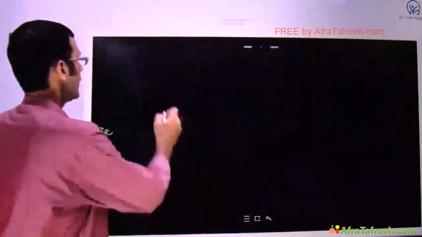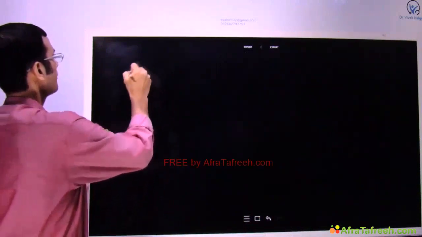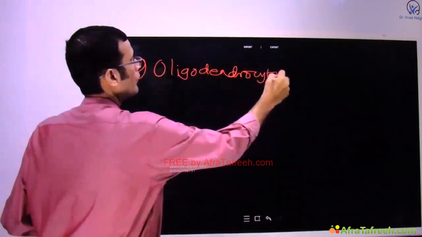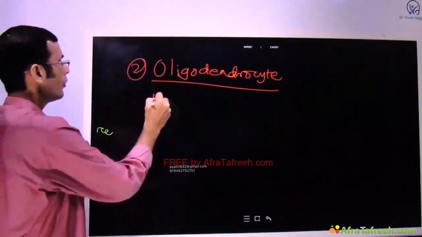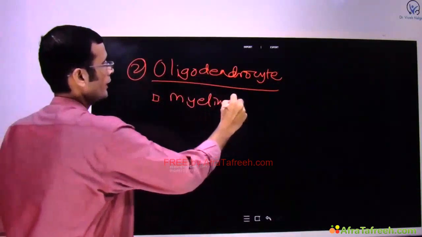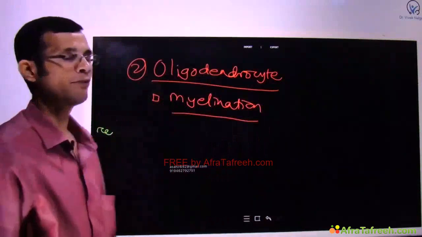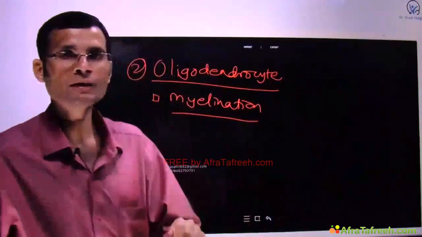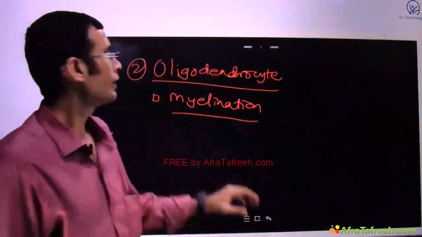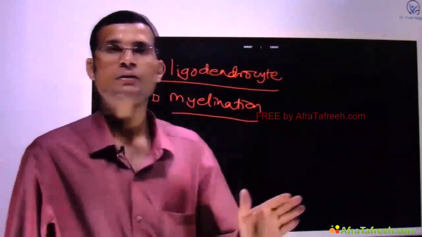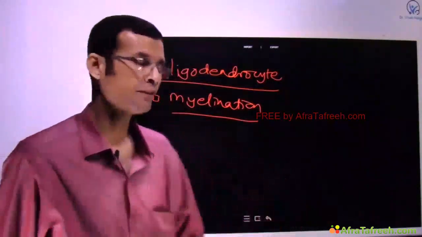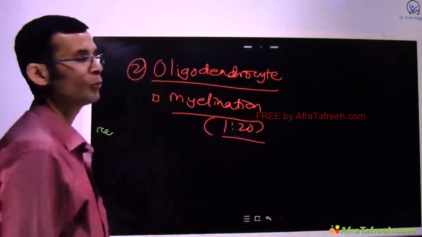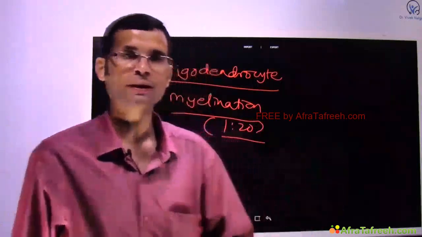Second type of macroglia, oligodendrocyte. Oligodendrocyte or oligodendroglia, they are involved in myelination of neurons in the CNS. And one important facet which we saw in the previous section is that peripheral nerves are myelinated by Schwann cells and CNS nerves are myelinated by oligodendroglia. But there is one important difference. In the case of the CNS, one oligodendrocyte myelinates almost 20 axons. The ratio is 1:20.